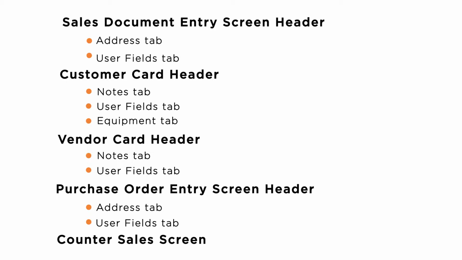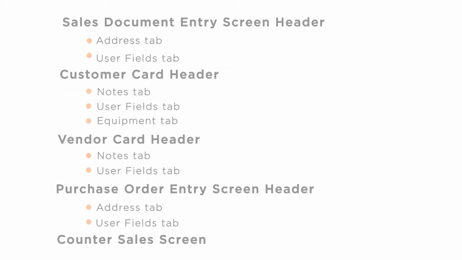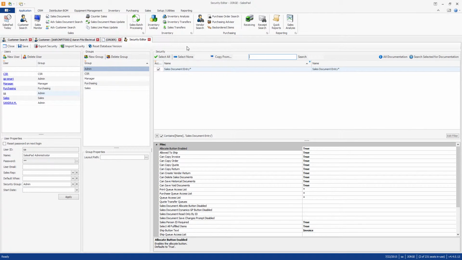And then you can also do that on the purchase order entry screen, header, addresses tab, user fields tab, and lastly in the counter sales screen. So here within the security editor, I'm going to search for sales document properties.